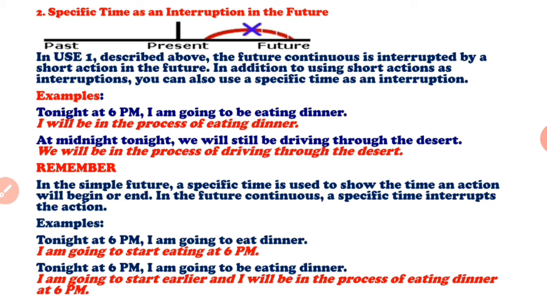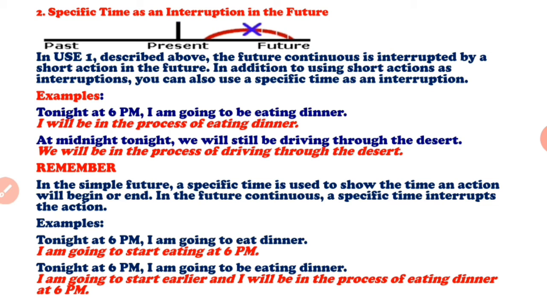How? You can say how? Because we can also express near future by the use of present continuous tense. It means I'm going to start eating at 6 p.m. Okay, it means in this sentence we can observe the starting point of eating the dinner.